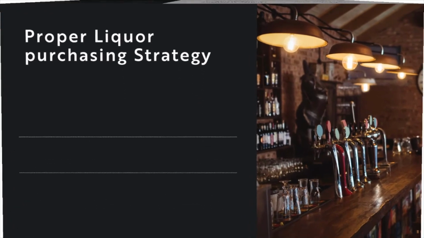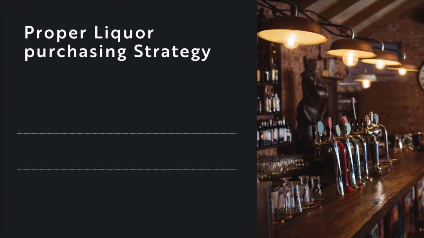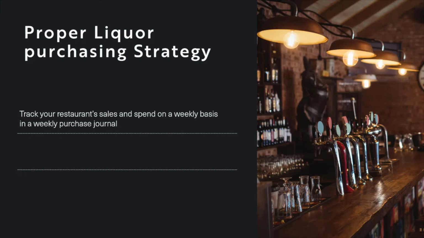All right, lastly, let's chat about this proper liquor purchasing strategy. Using your COGS to influence your purchasing strategy is a great way of turning data insights into tangible cost savings. Track your restaurant sales and spend on a weekly basis in a weekly purchase journal. This will help zero in on low or slow selling items and make spending cuts accordingly.